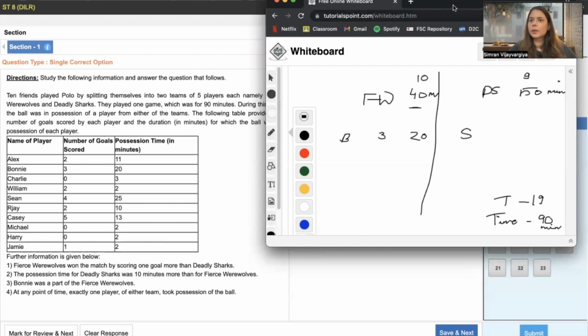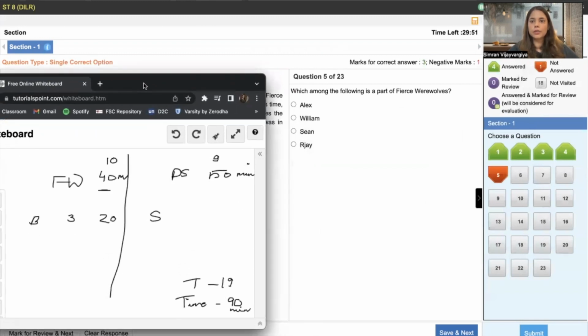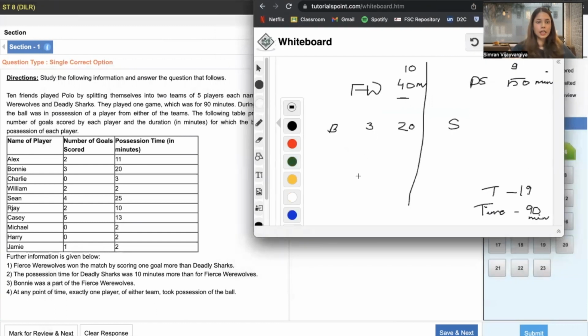Let's just have a look at the question. Which among the following is a part of Fierce Werewolf? So we need to understand what the team composition is. So Sean has 4 goals and 25 minutes. Great. So they have 25 more minutes to go.